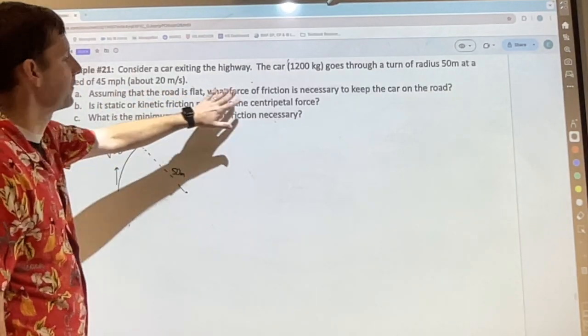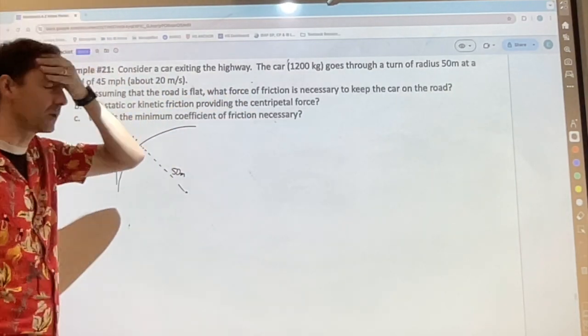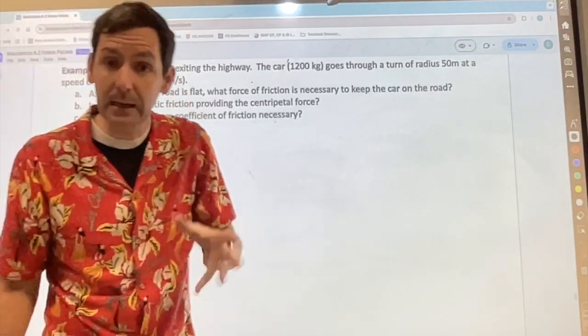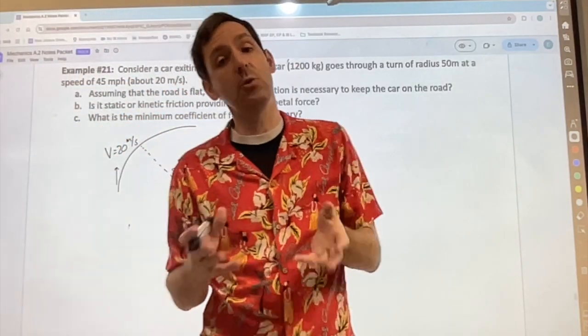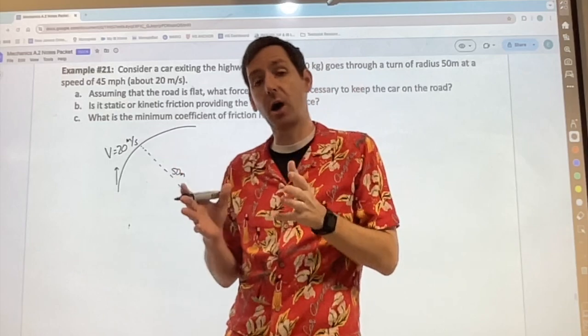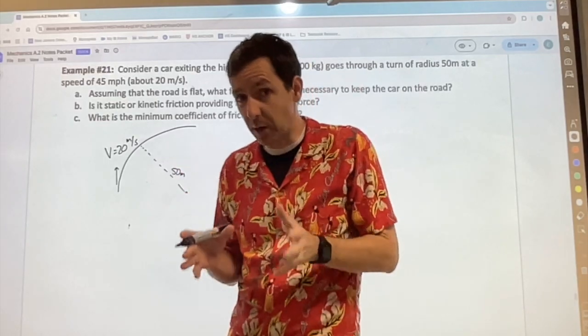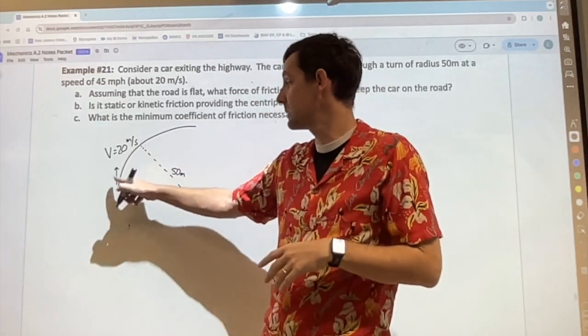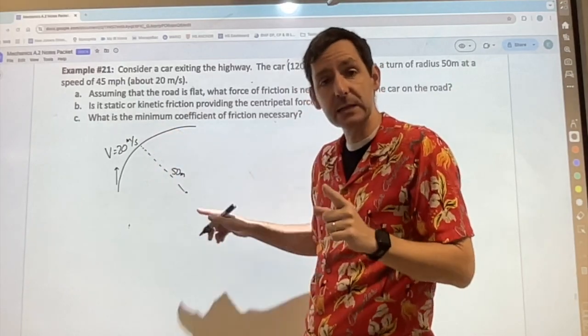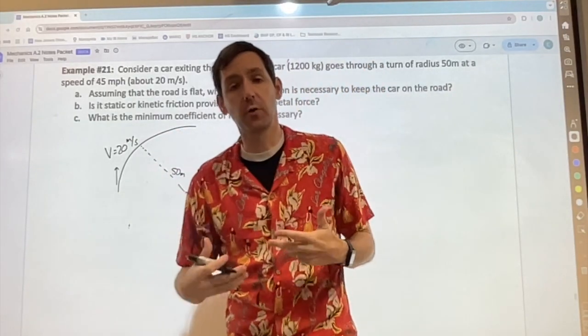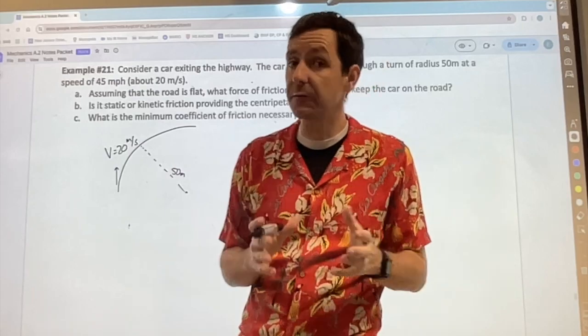So assuming that the road is flat, what force of friction is necessary to keep the car on the road? Just like in the previous questions, one of the first things that you want to do is say, okay, the car is going through circular motion, right? We know it's circular motion because we have a constant speed and a constant radius, so that's uniform circular motion, even if it doesn't complete a full circle.